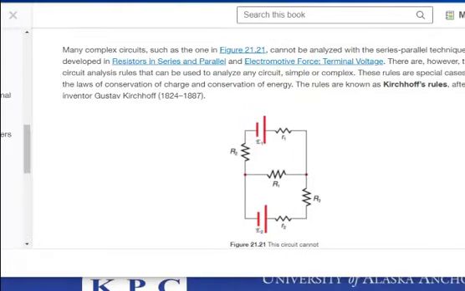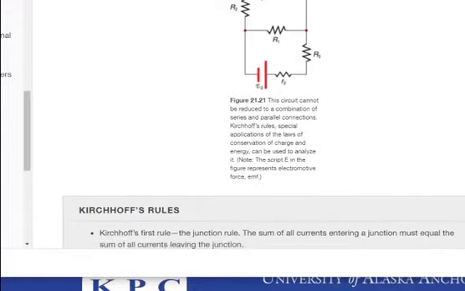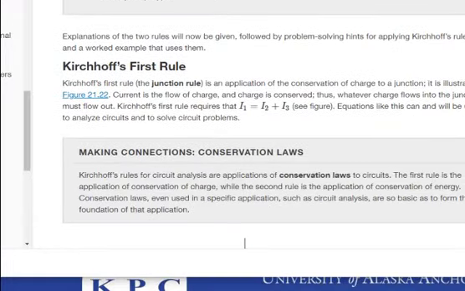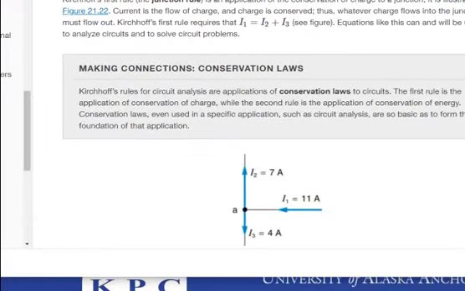Going to scroll down here, and here we get to Kirchhoff's rules, and there are just two of them, and I think they make really straightforward sense, especially the first one. So the junction rule: you have a current going into a junction, and the current that goes out of the junction in the different directions should add up, and will add up, to the current going in. So 11 obviously is the same as 7 plus 4. That's all there is to it. That's the junction rule.